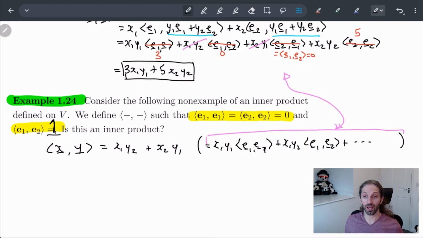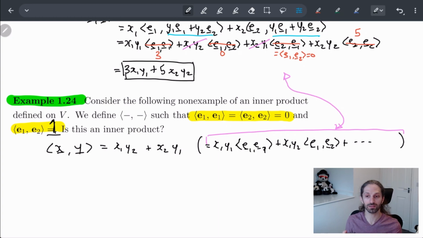So we have x1, y2 plus x2, y1. Remember there's 3 different things we have to consider: linearity, symmetry, and so on. Here I inherently assumed that it's linear. I just assumed it's linear and we went with it. We said, if it's linear, then we should get this.